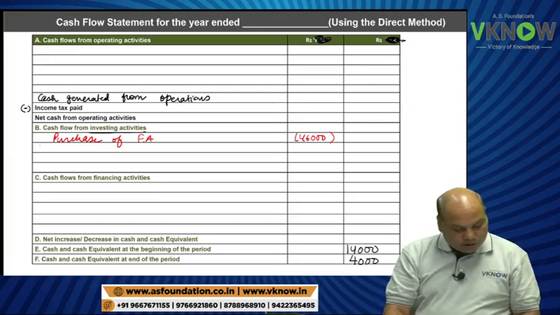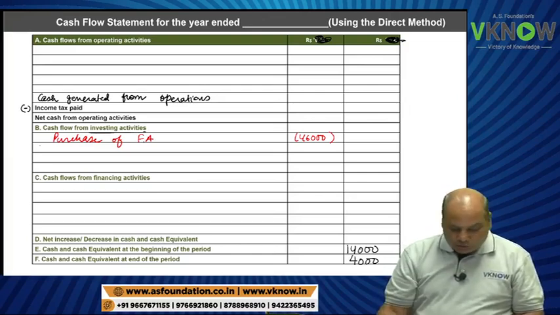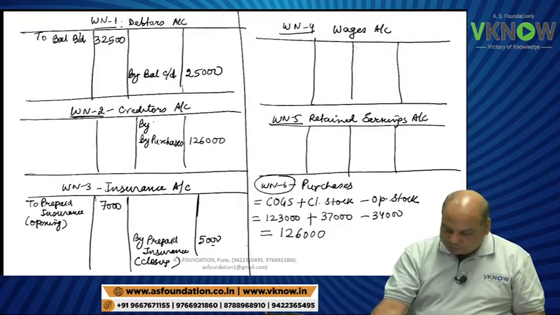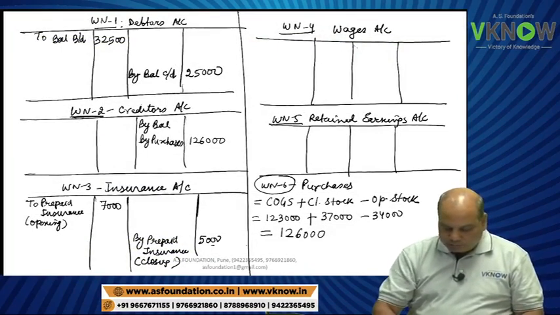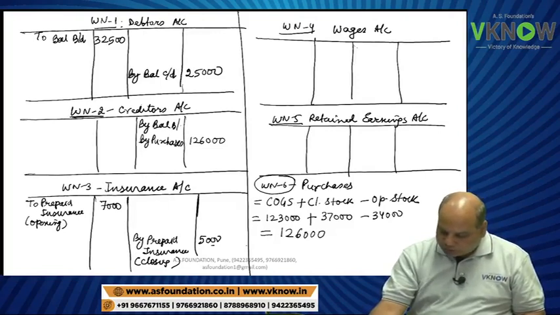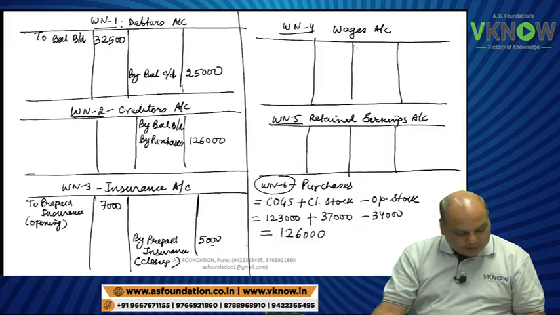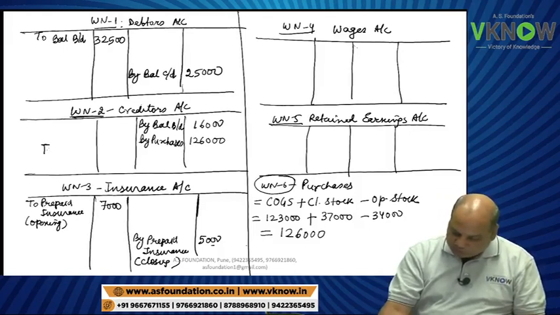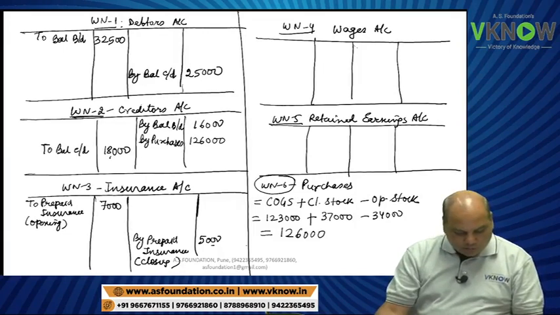Next point, total asset done. Accounts payable, trade creditor account. Trade creditor account, by balance brought down 16,000, to balance carried down 18,000.